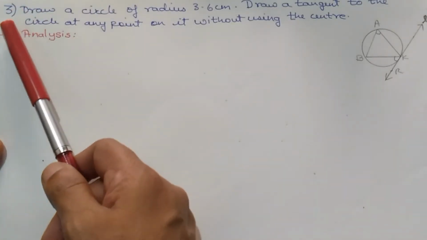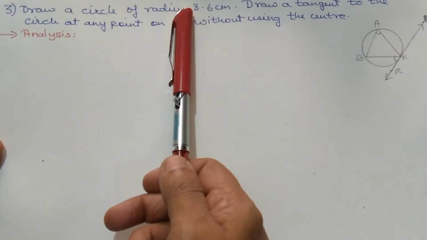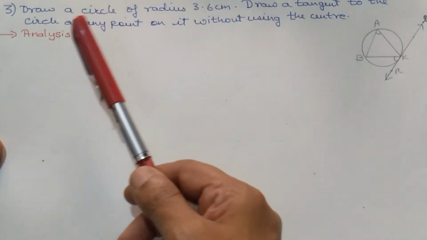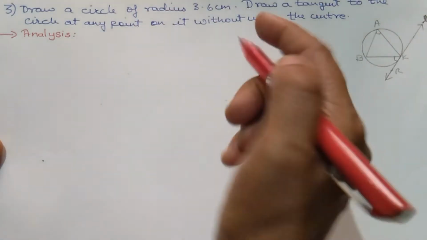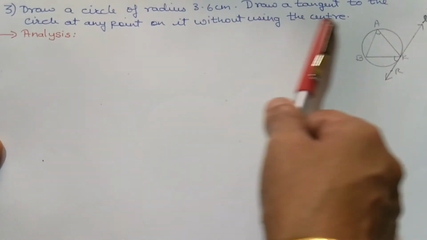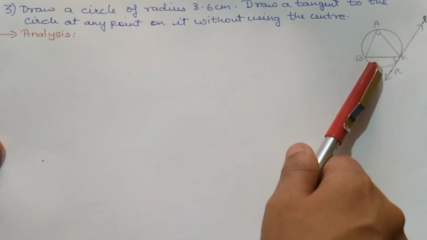Now this is a third sum. Draw a circle of radius 3.6 centimeter and then draw a tangent to the circle at any point on it without using the center. This is very important. If it is mentioned without using the center, you are supposed to draw the tangent this way.